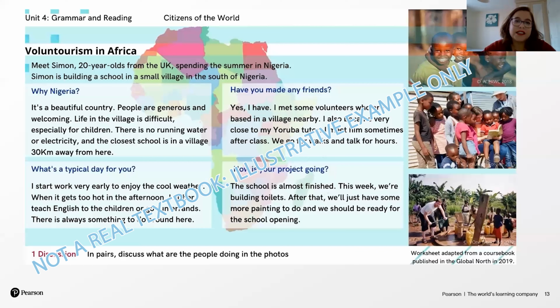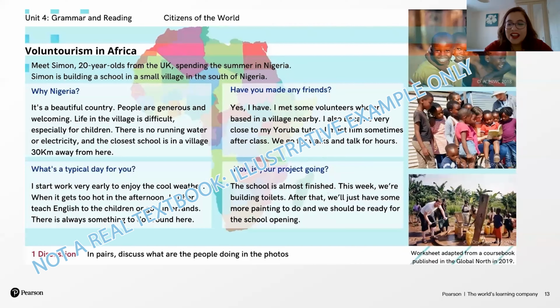I need to emphasize this because I am not showing you the exact worksheet that is in the English textbook that I have analyzed, but I have recreated the spirit of it. So the theme was around volunteering in Africa, and there were pictures of children, Black children, smiling and happy, and there was a white person in the middle.